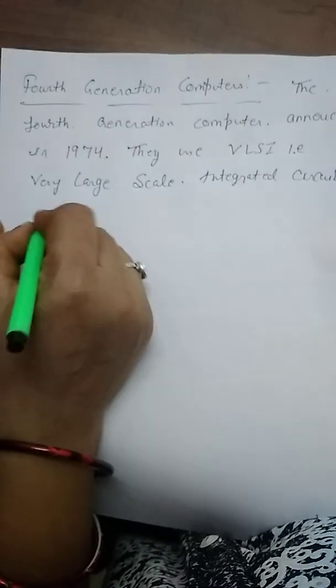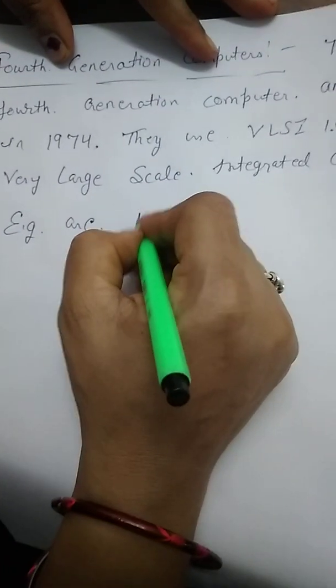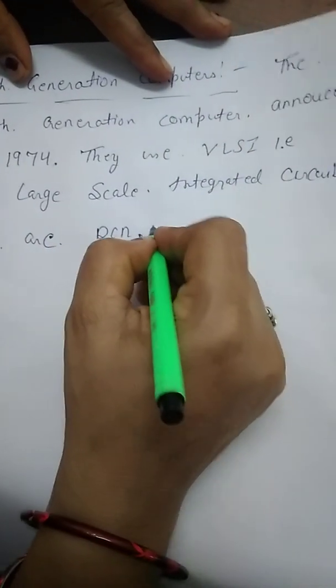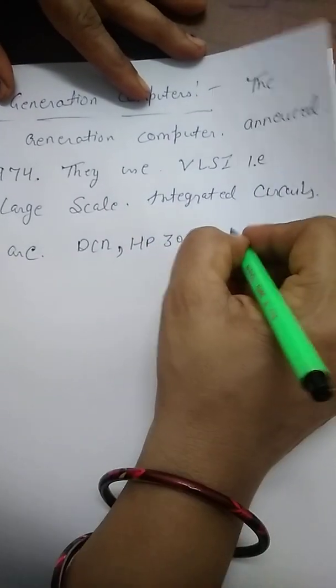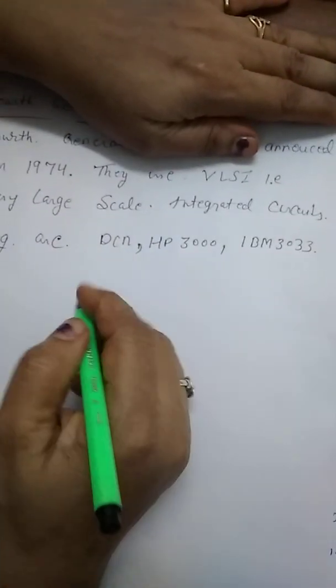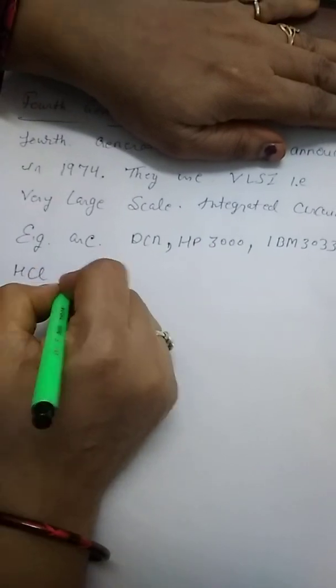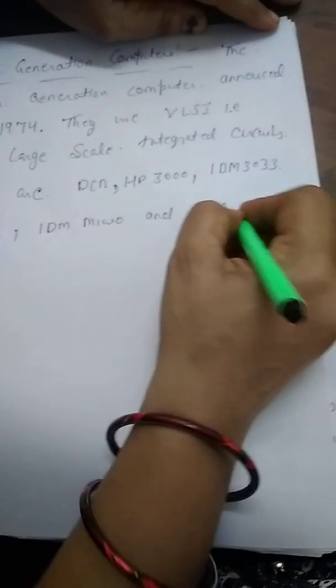Okay, examples are DCM, HP 300, IBM 3033, HCL, IDBM, Micros, and Apple II etc. Okay, these are your fourth generation computers.